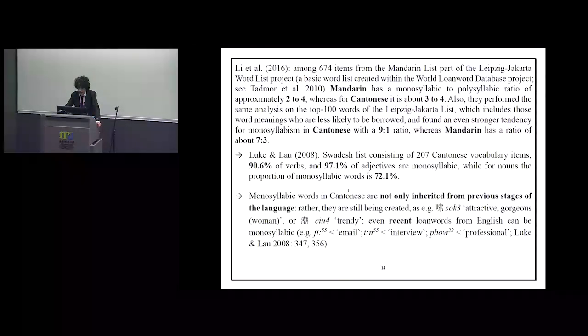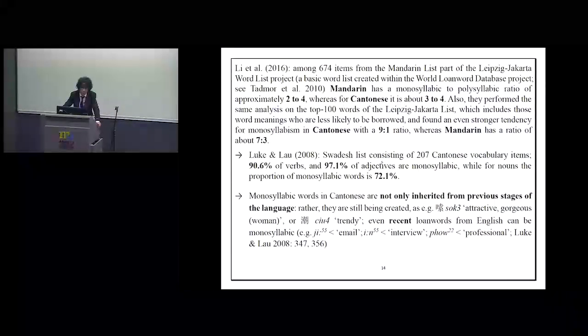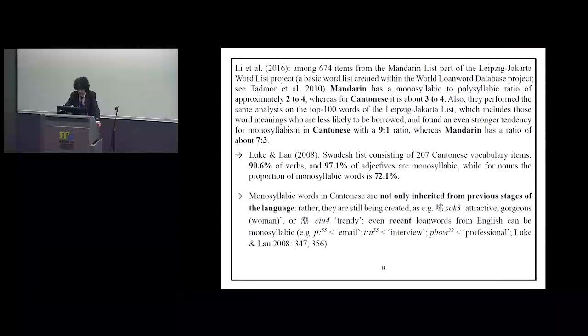Similar type of corpus, Liu and Lau. They look at the Swadesh list with 207 Cantonese vocabulary items, and they report that more than 90% of verbs and more than 97% of adjectives are monosyllabic. For nouns, it's a bit less, but still it's a very, very high figure.